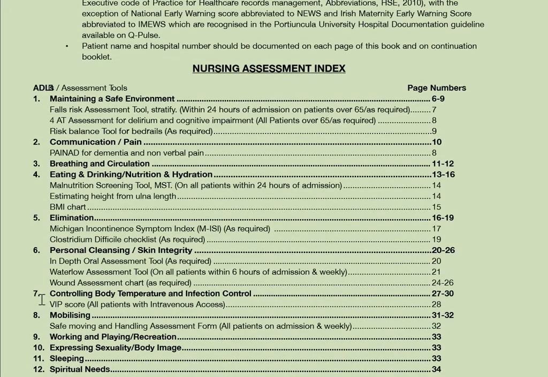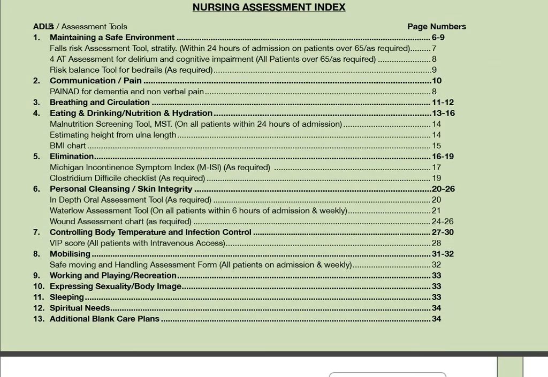So here we have a nursing assessment index. This is quite useful to help you navigate through the document until you become familiar with it. The document is divided into the 12 ADLs, and within those ADLs there are assessment tools. Here we can see within maintaining a safe environment, that runs from page 6 to 9, and within that we have the falls risk assessment tool.